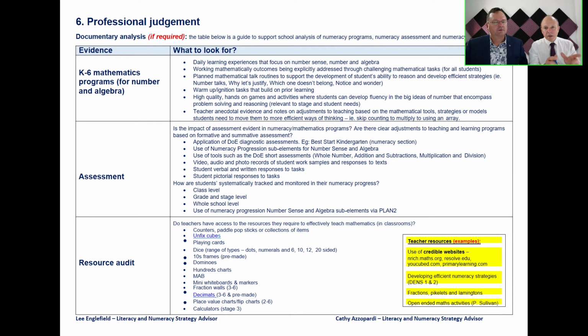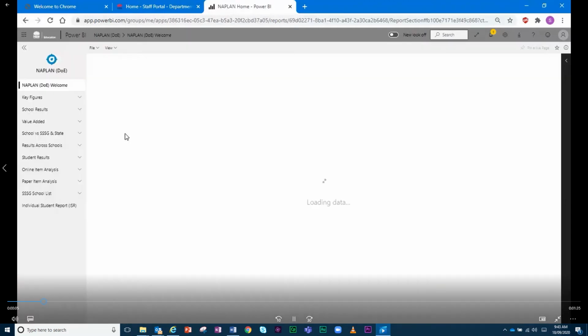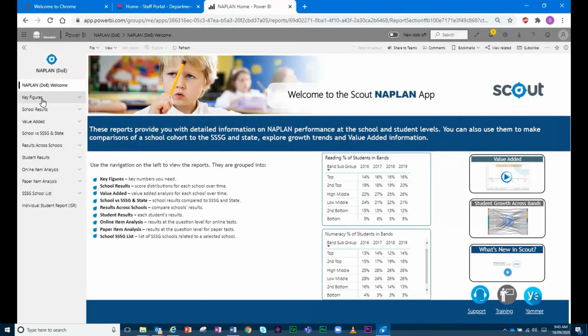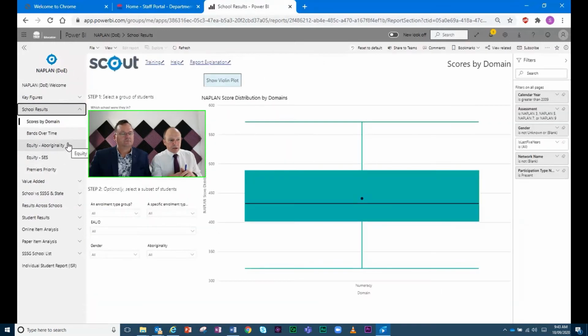All right. So let me stop there, and let's jump into some Scout and go right back to that step 1 and talk about the data that we're going to look at. So we're in Scout. Obviously, we're going to NAPLAN. Everyone's Scout looks a little bit different, but this one's pretty straightforward. So the first place we're going is school results, and then we're going to look at scores by domain.